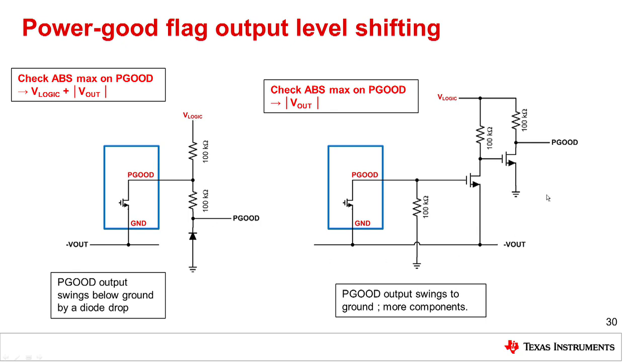If you can't afford to have your power good swing below ground, then the circuit you see here on the right hand side also works very well. So again, the power good would swing from your external logic supply all the way to ground. Again, for both of these, make sure that the ABS max on the power good pin between power good and ground is not violated in any of these setups. In this setup, power good will see V logic plus the magnitude of V out. In this setup, it only sees the magnitude of V out.